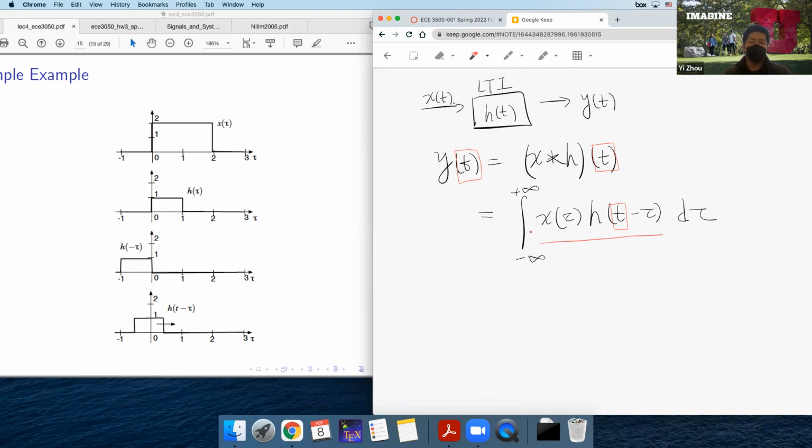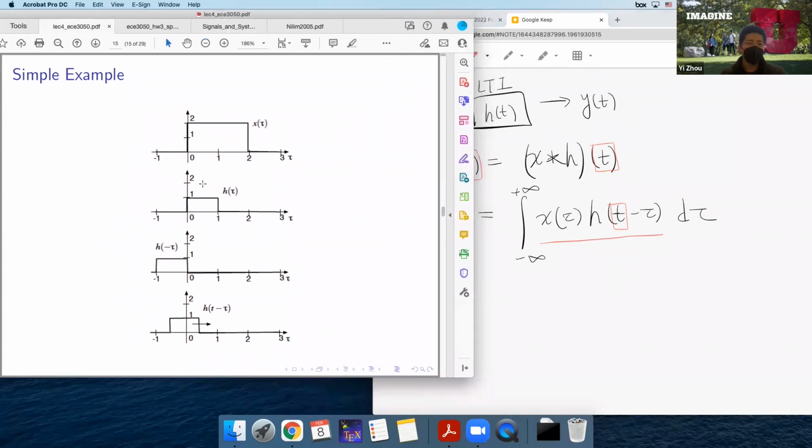Now let's consider a special case where both the input signal x(tau) and the impulse response of the linear and time invariant system h(tau), both of them are rectangular signals. In particular, they may have slightly different amplitudes and durations, but the shape is rectangle. So x(tau) here is a rectangle signal. In this integration, we need to consider h(t minus tau).